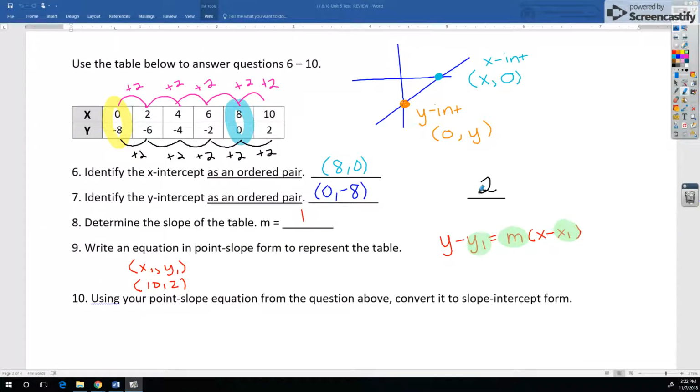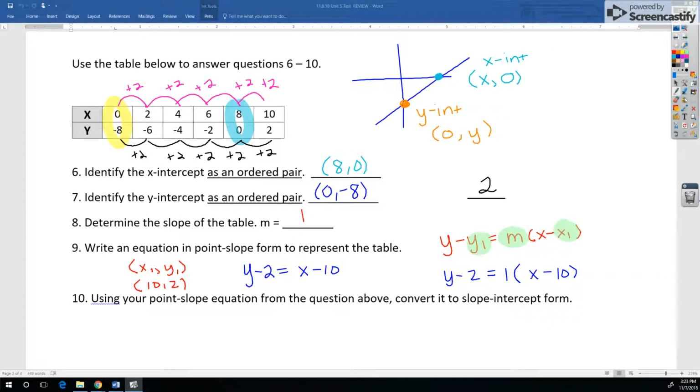So I have to fill in my m, which is 1, so that's not bad. Then I have my x, and my x value was 10. And then my y value was 2. And there's my answer. I don't really have to put a 1 as a number being multiplied in front of the parentheses, because multiplying by 1 doesn't do anything. So I can actually just leave it like that. But if you want to put the 1, that is totally fine.